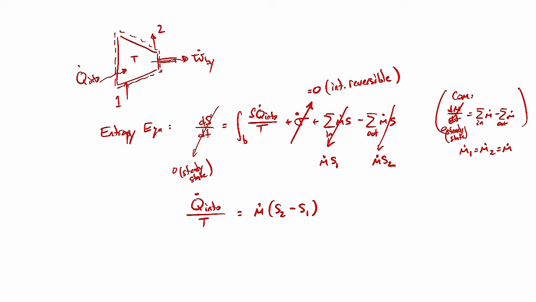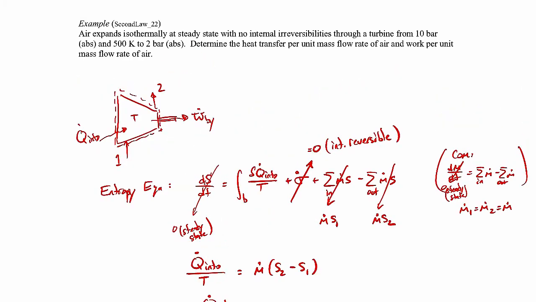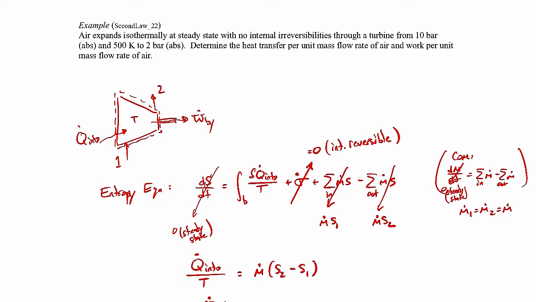So let me rearrange things just a little bit more. I'm going to divide through by the m dot because we don't know the mass flow rate, and we're asked to find what the heat transfer per unit mass flow rate is. So that's why I've done some rearranging there.